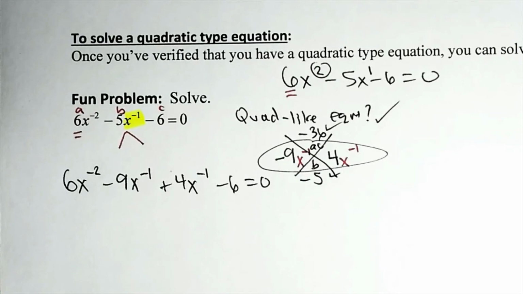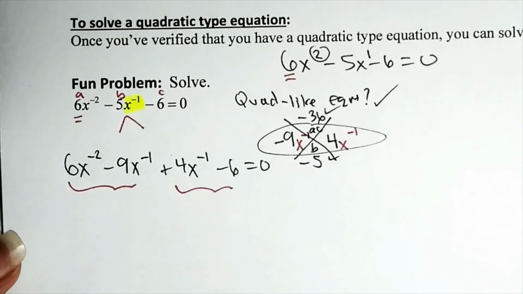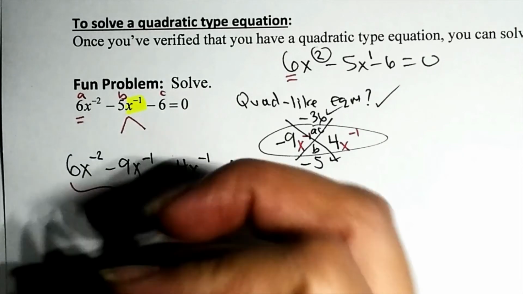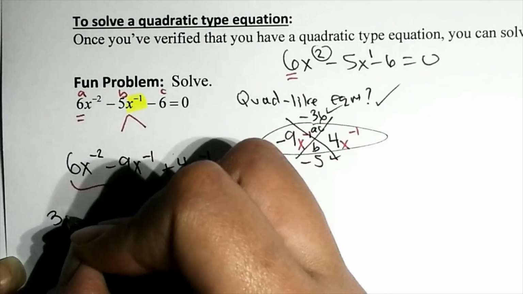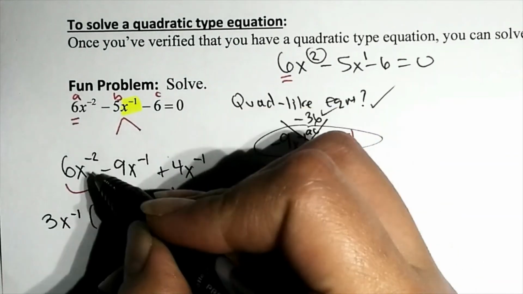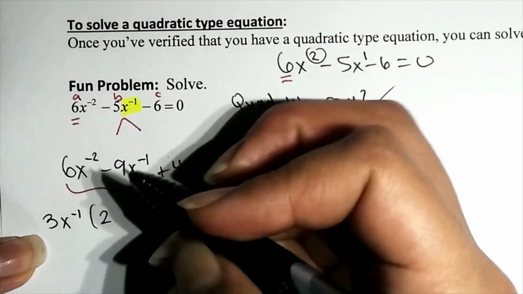Okay, so now that we have split the middle term, let's go ahead and factor by grouping. So we're going to group the first two, and then group the last two. From the first team, 6 and 9 have a common factor of 3, and for the variable factors, we can take out x to the negative 1. So let's do this. First term divided by GCF, 6 divided by 3 is 2.